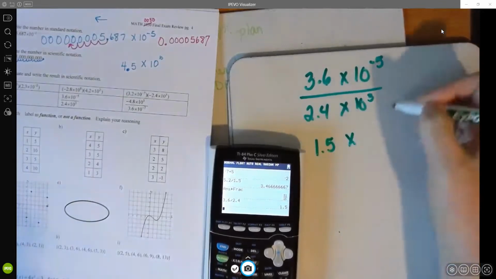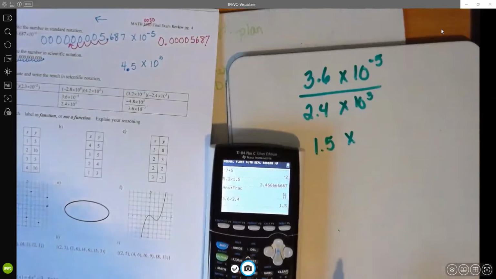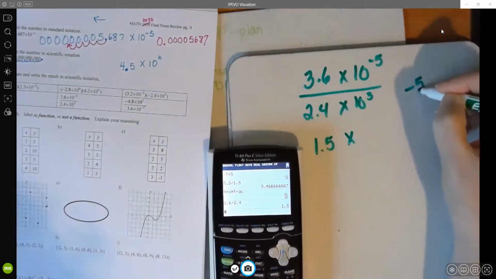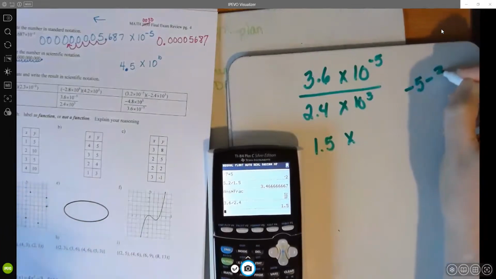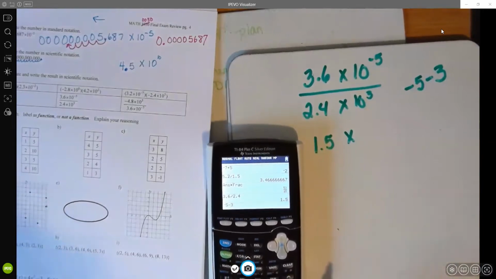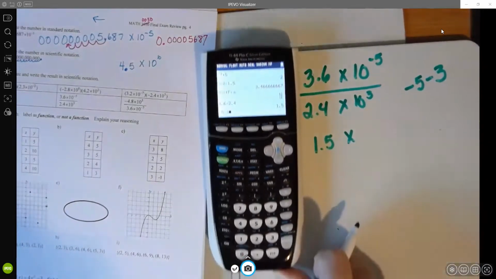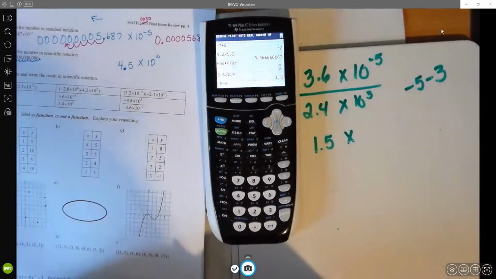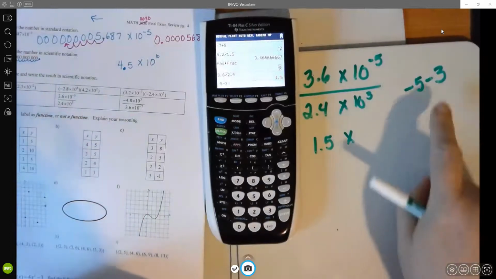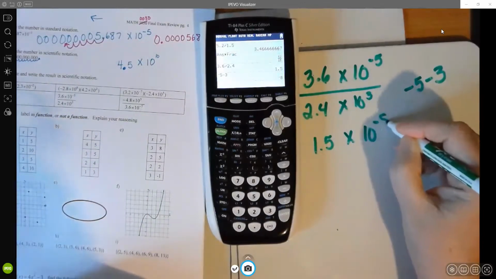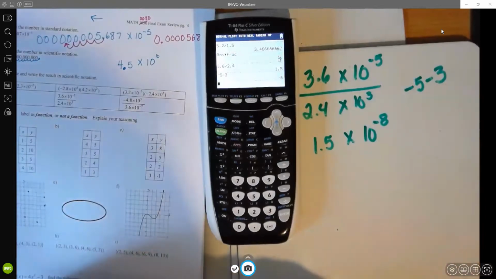And then subtract your exponents. And again, be careful here because we are subtracting. It's negative 5 subtract 3. And notice how I wrote that in the calculator. You couldn't see me type those in because I had that too low, but it was negative 5 subtract 3 right here. And that, of course, gives me negative 8. So be very, very careful.